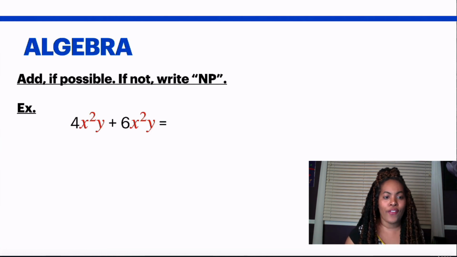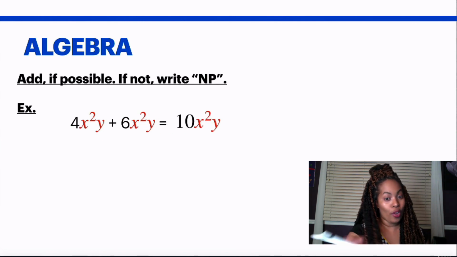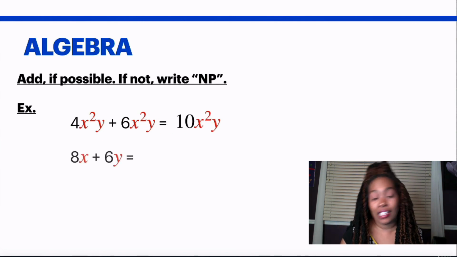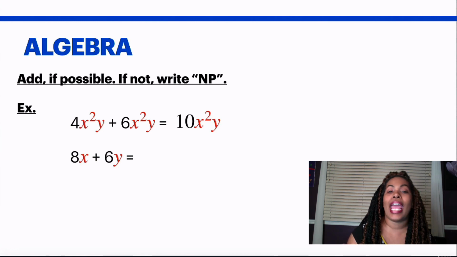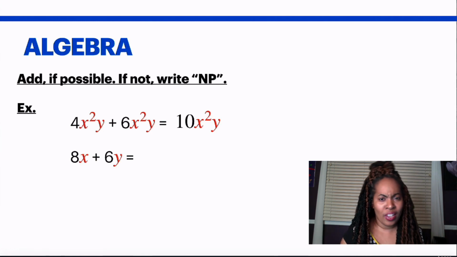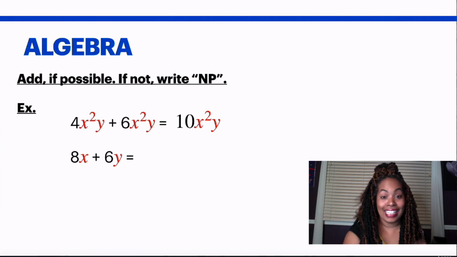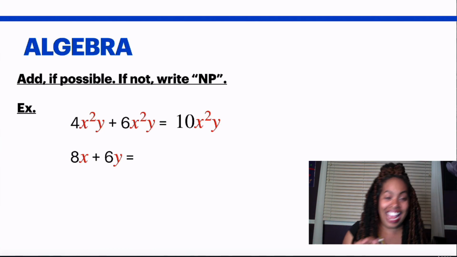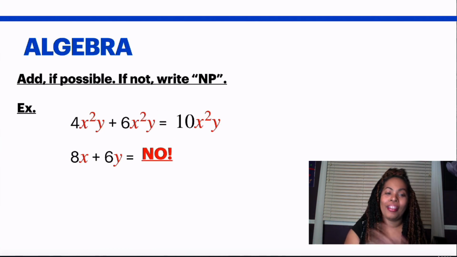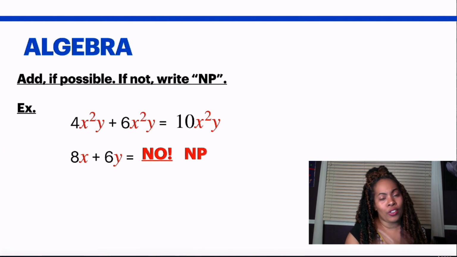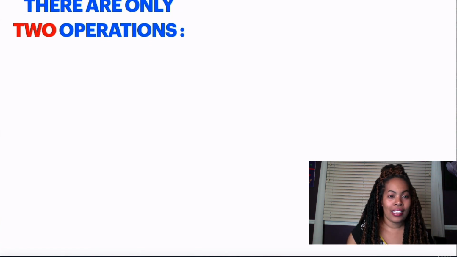So let's say we had 4x squared y's and we added 6x squared y's. Well, our things are x squared y's. If you add 4 plus 6, then you're going to get 10 of those. What are those? X squared y's. You get the same things. And then here we have 8x plus 6y. Can you add an x and a y? Not today. The answer is no. So that's not possible. You have to have the same things. You got me now?